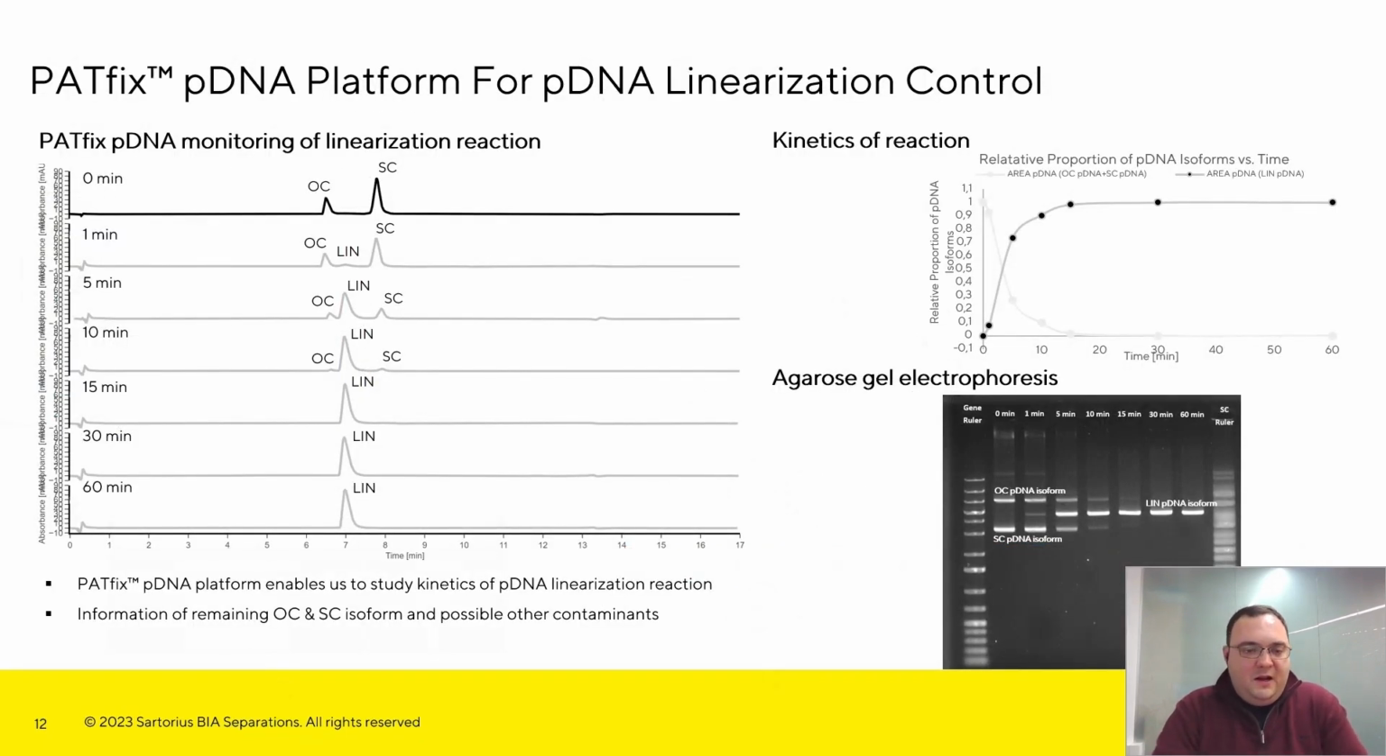And finally, you can not only analyze your fractions, but you can also do kinetic work with this. For mRNA, circular pDNA is not the correct version that you want to use. You want to linearize it before you start your IVT reaction. And PATfix pDNA platform is a great tool to help you achieve just that, because you can track all three important species that are present during linearization. So your open circular and supercoiled isoforms, as well as the linear pDNA isoform. With this, you can optimize your process times, your volumes, your temperatures, as well as, of course, enzyme concentration. And enzyme concentration, of course, being one of the cost drivers. If you can get it as low as possible and still have all of your pDNA linearized, that's going to lead to cost savings and good process optimization.